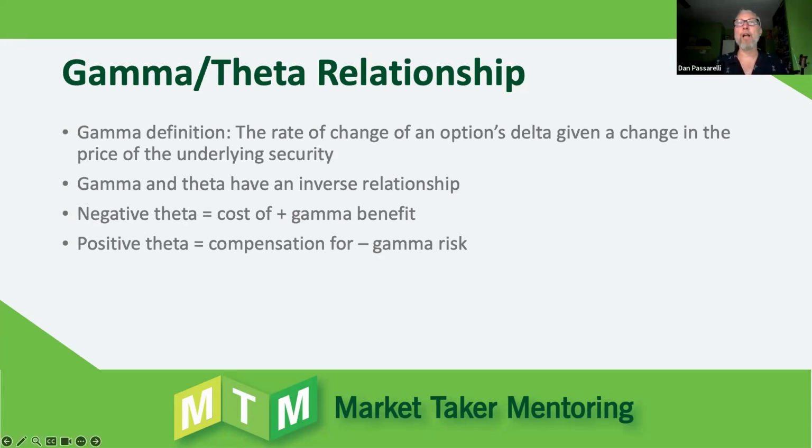Because remember, I said if you're long options, gamma helps you. You either make money at an increasing rate or lose it at a decreasing rate. Paying extra and losing money because of time decay is the cost of that benefit. Positive theta is compensation for negative gamma risk.